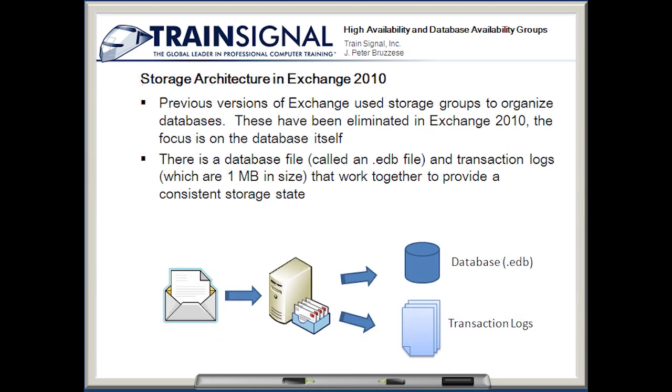So first of all, storage architecture. When we're talking about storage architecture, we're talking about how the mailbox server role handles all of the emails that come flying into it, how it puts those emails into a database, and how that database is protected. Now, Microsoft could just say, well, there's a database and it's up to you to protect it. But one of the things that they did was they established transaction logs which assist in keeping your storage up to date.